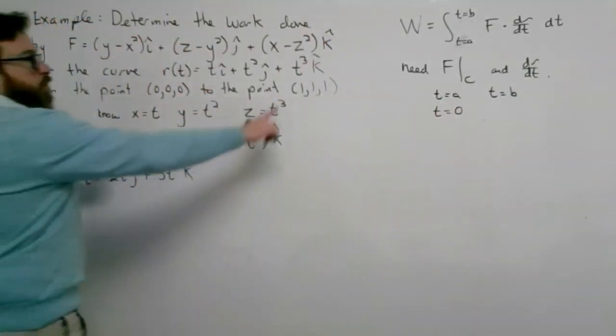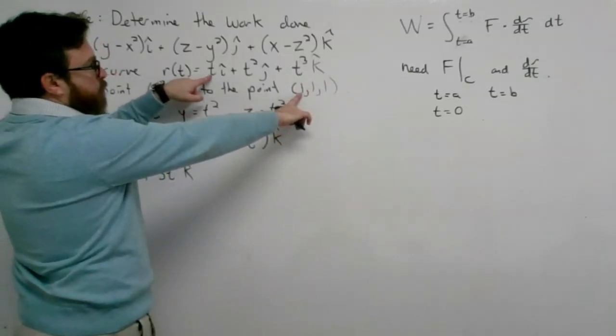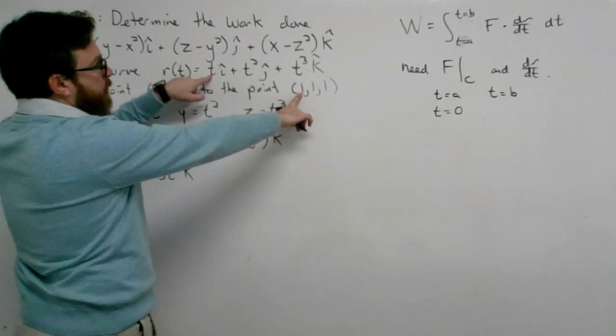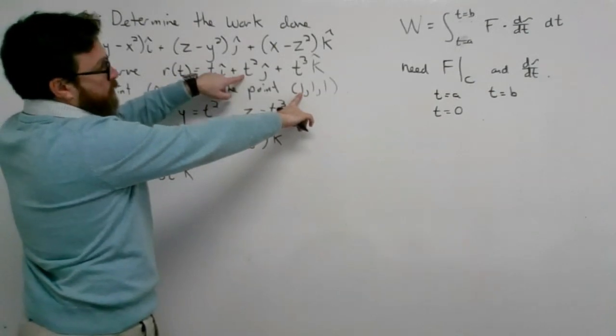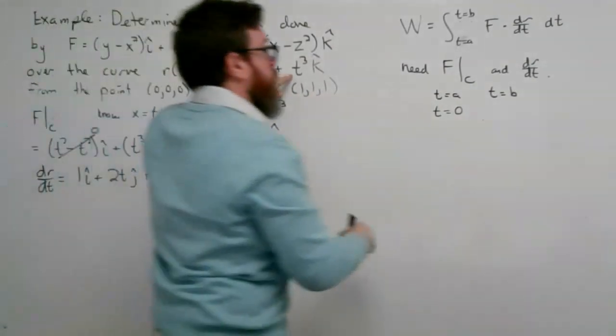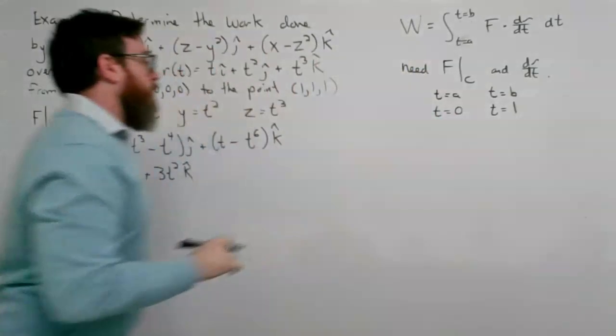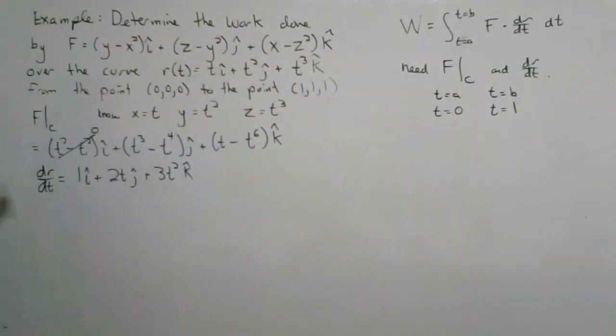Now, next, I needed to go through the point 1, 1, 1. So I'll just figure out this one first. What t value is going to be 1? Well, if t is equal to 1, then this will be 1. If t is 1, then 1 squared is also 1, so that works. And 1 cubed is also 1, so this also works. So this is going to be t is equal to 1. So now we know this integral.